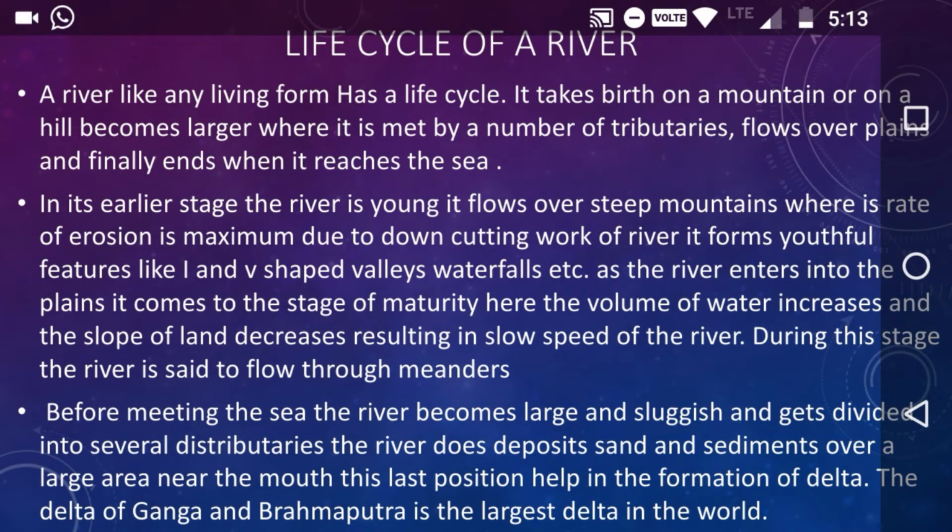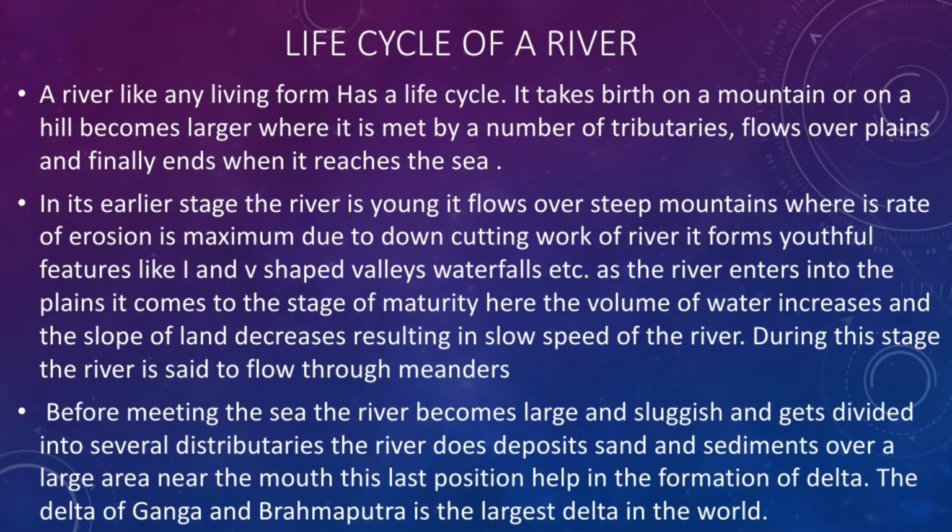Okay. Now let's learn about the life cycle of a river. Children, a river, like any living form, has a life cycle. It takes birth on a mountain or on a hill. Where does a river take birth? It takes birth on a mountain or on a hill, becomes larger where it is met by a number of tributaries. Tributaries, we have already learned, flow over plains and finally end when they reach the sea. So this is the life cycle of a river.